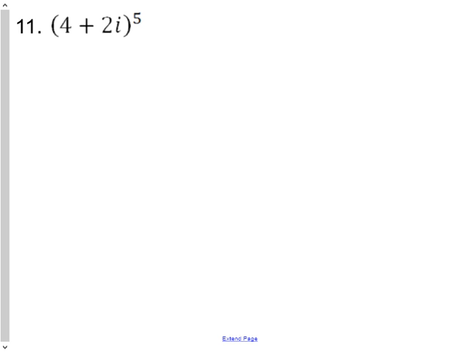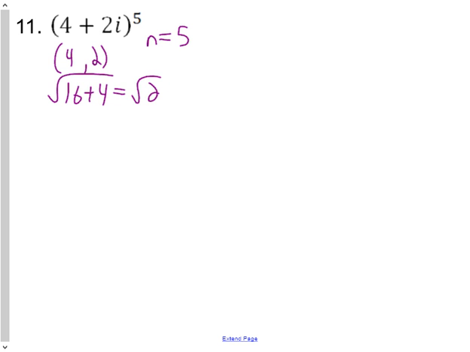So to make it difficult, let's do one where they give us the other 4. So we have 4 and 2, and now we've got n is 5. Let's turn this into trig form first. So 4 squared is 16, 2 squared is 4, square root of 20 is 2 root of 5. We're going to leave it as square root of 20 for now, because we're going to get it to the 5th power. It's going to get a little messy, right?